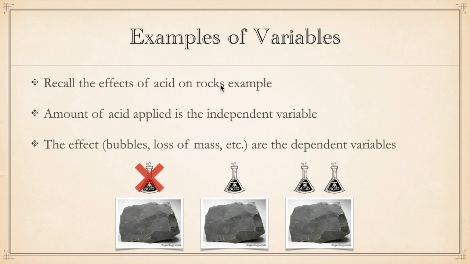So, some examples of variables. If we recall the effects of acid on rocks example, the amount of acid applied is the independent variable. At the beginning you decide we're going to do no acid on this one, 1 unit on this one, 2 units on this one. The effects, bubbles, loss of mass, etc., are the dependent variables. So again, the amount of acid is an independent variable; you decide that at the beginning. Does it bubble or does it lose mass? Does it produce gas? Those are the dependent variables.